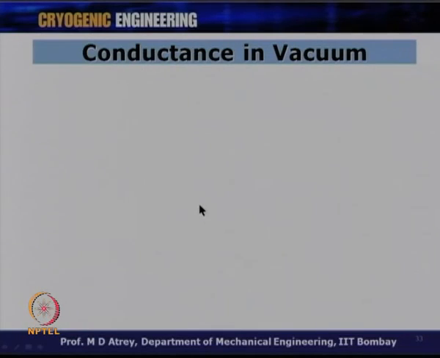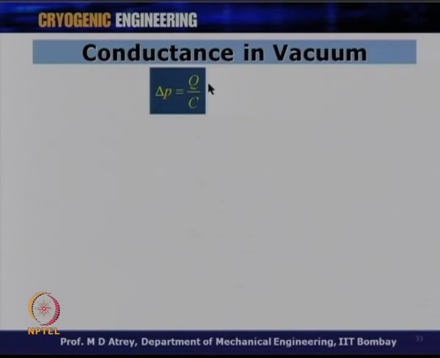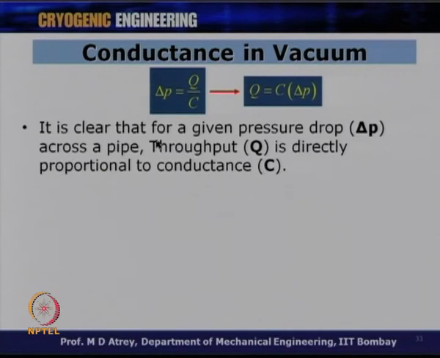So, we have just introduced a term called C, but we have not yet defined it, and therefore we will try to understand how conductance in vacuum is defined. Conductance is related to delta P by this equation: delta P is equal to Q by C, and therefore Q is equal to C into delta P. It is clear that for a given pressure drop delta P across a pipe, throughput Q is directly proportional to conductance C.